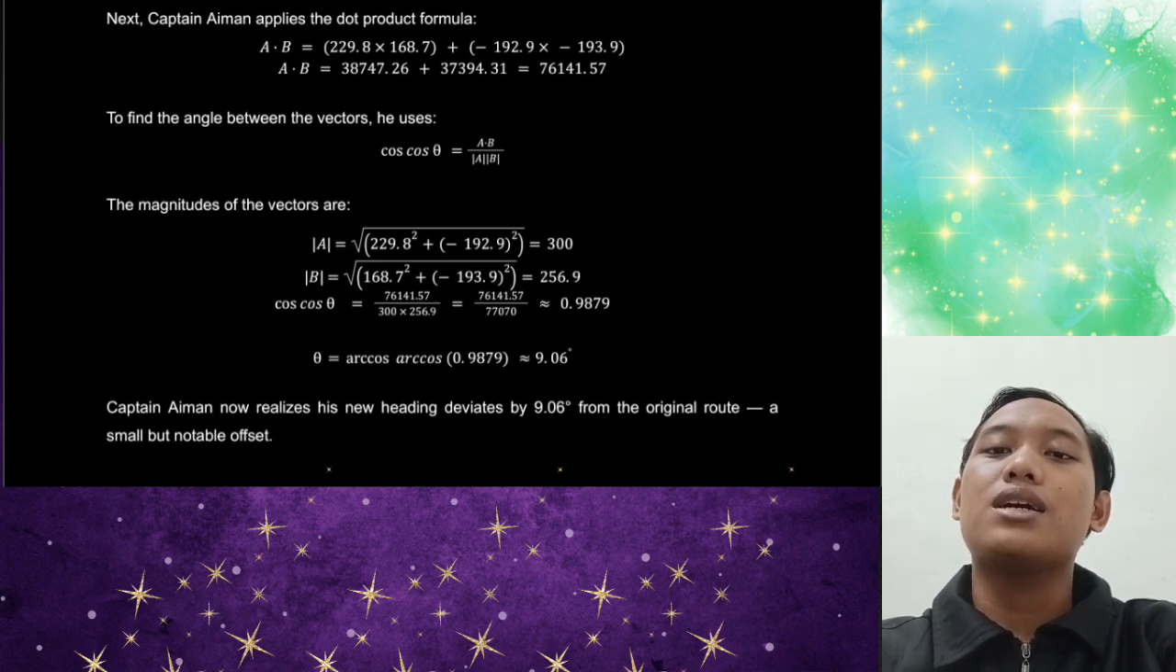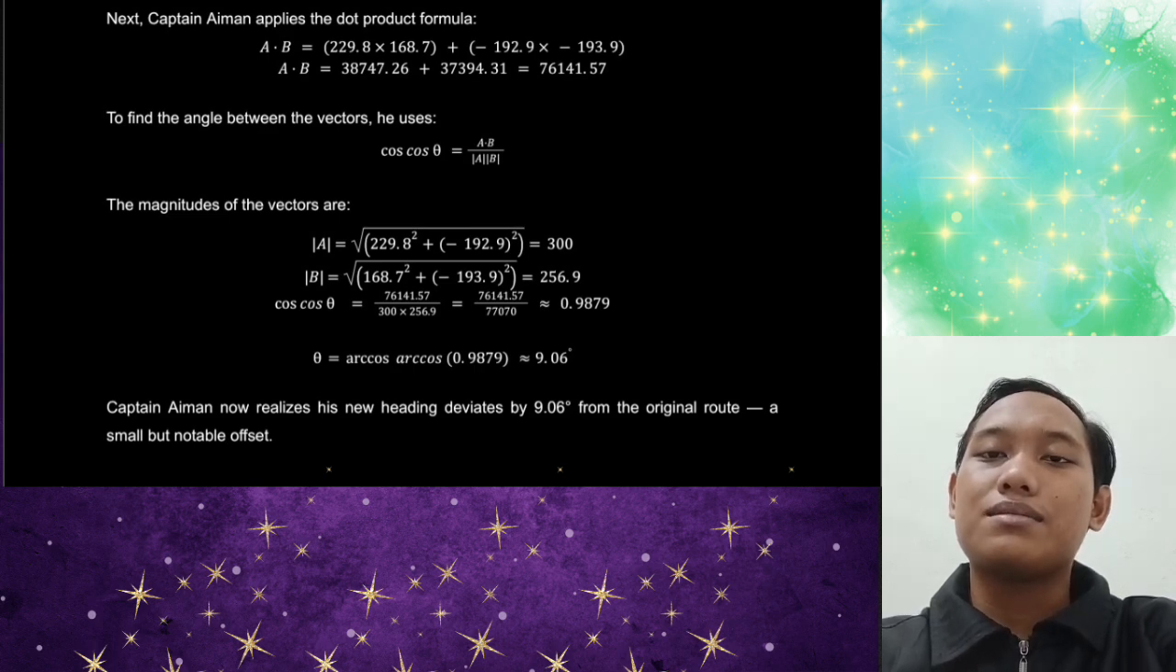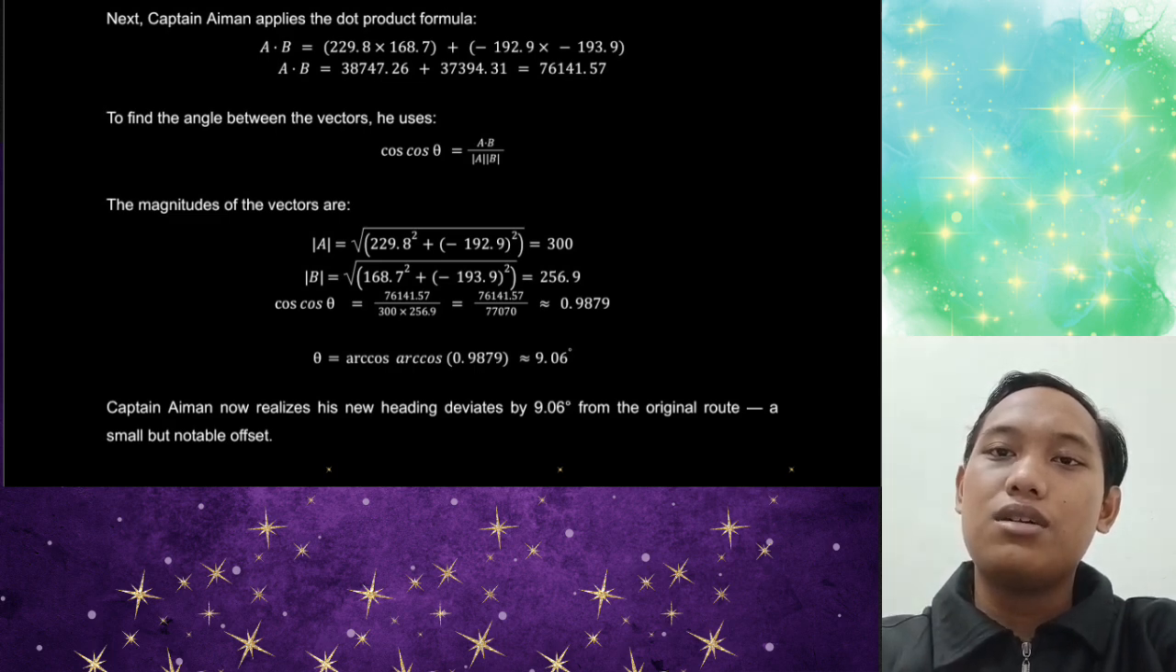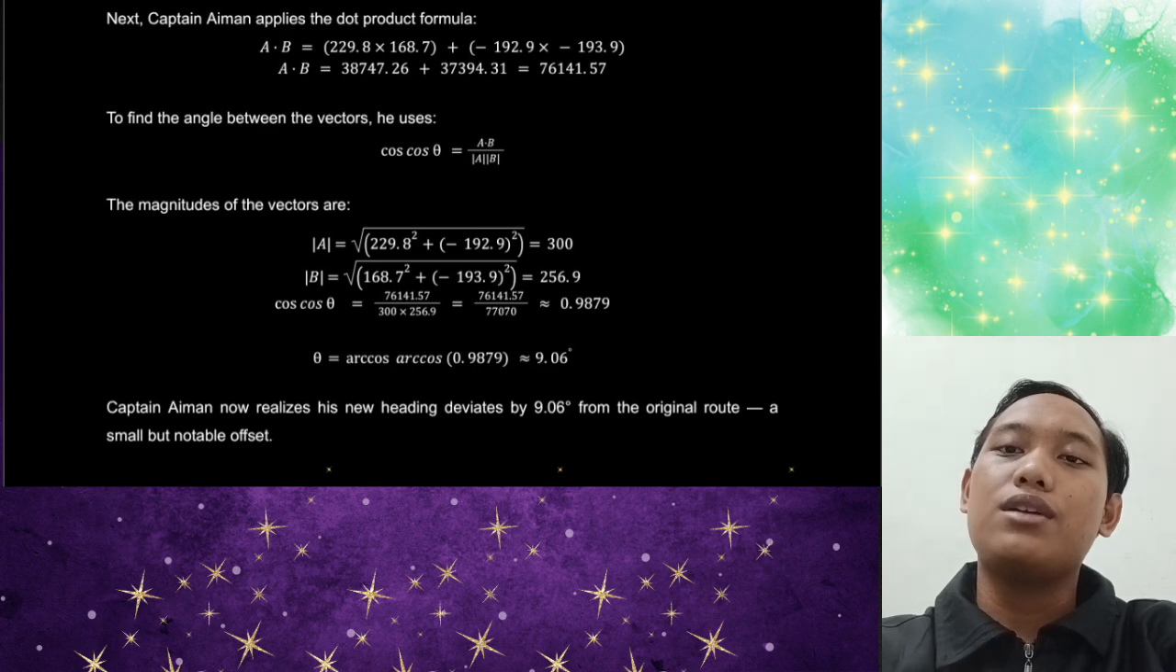The magnitudes of the vectors are: modulus A equals the square root of 229.8 squared plus negative 192.9 squared, and we got 300, and modulus B equals the square root of 168.7 squared plus negative 193.9 squared, and we got 256.9.